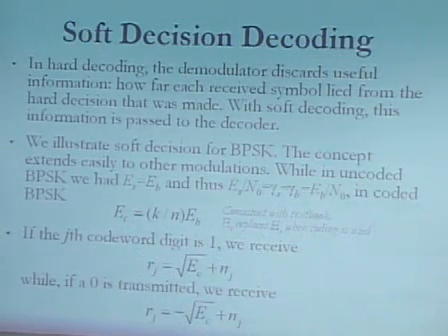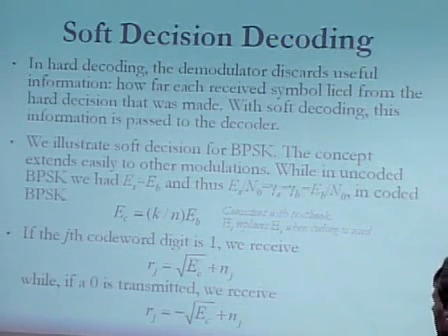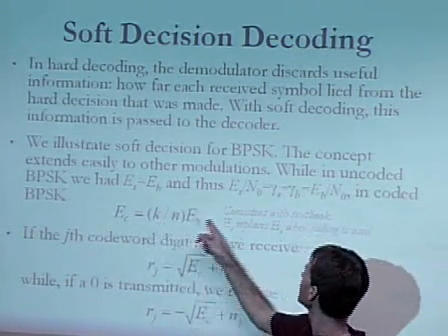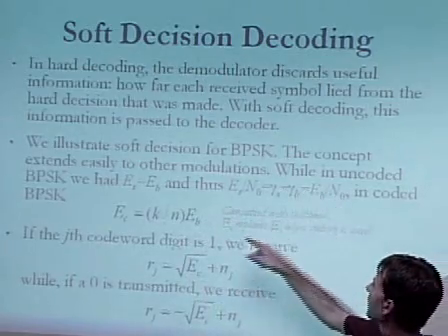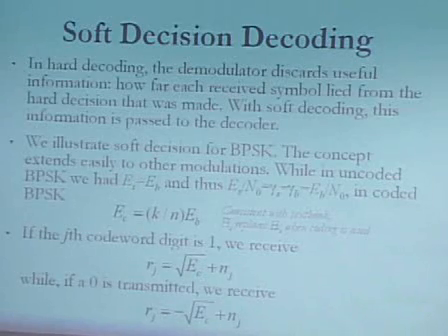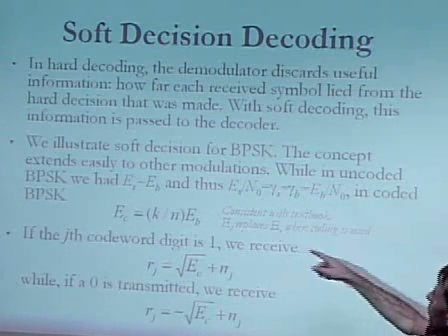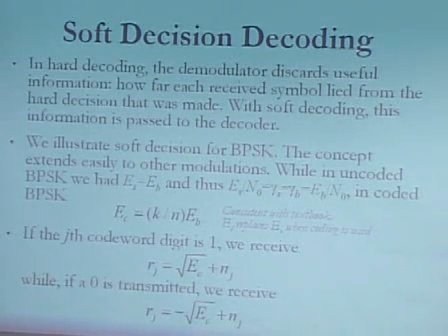The book makes a distinction of coded symbols versus uncoded symbols. So the relationship between EC and EB now is not anymore equal. They're not equal because there is a K to N ratio. For every K information bits, we send N coded symbols. So there's a K to N ratio between the energy per bit and the energy per coded symbol.